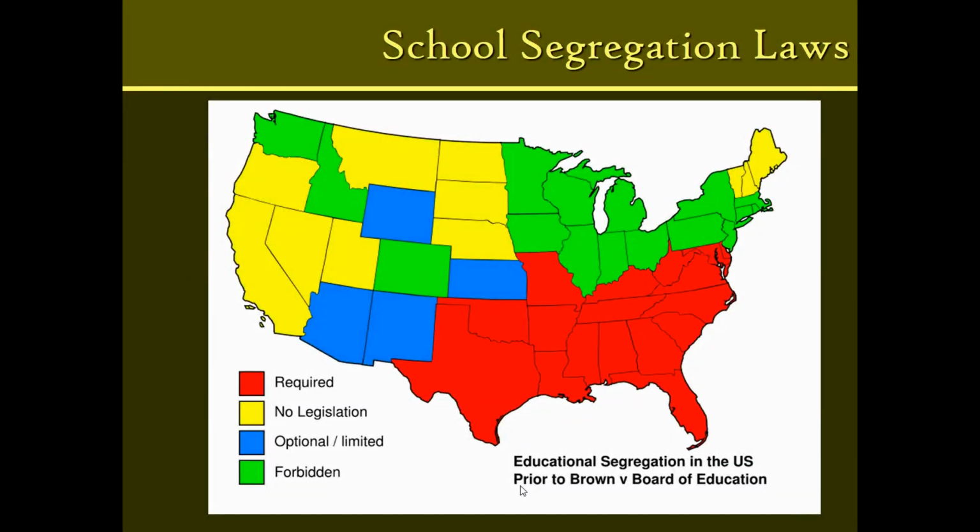All right, school segregation laws. The bright green there is where school segregation was forbidden. The blue is where it was optional, and the yellow is where there was no legislation in regards to it at all, so it would be up to the individual school districts. The red is where it was required, and so clearly required in southern states.